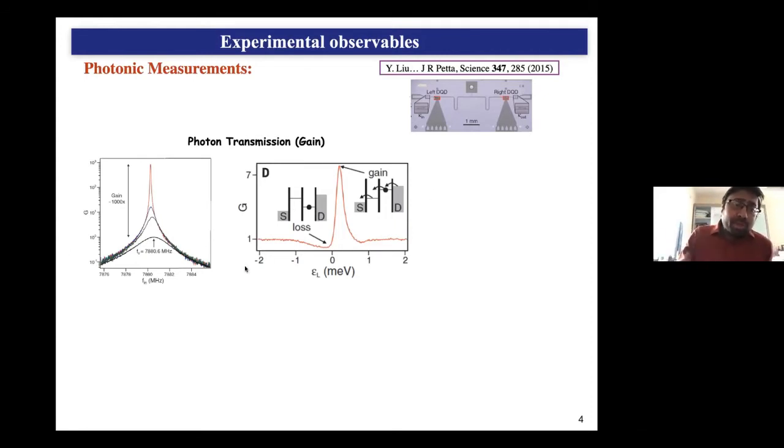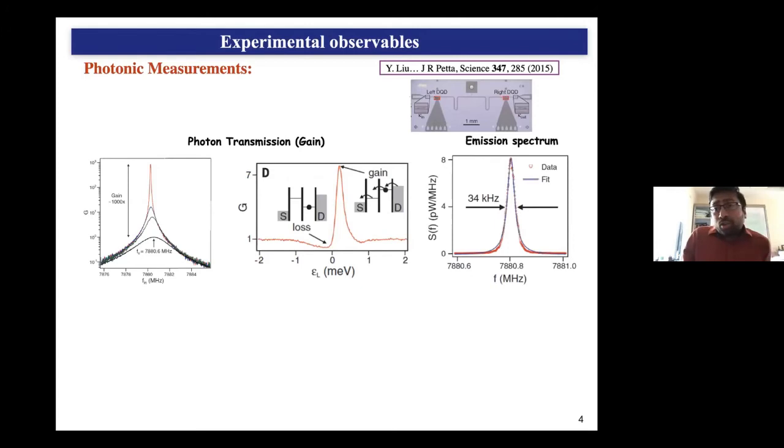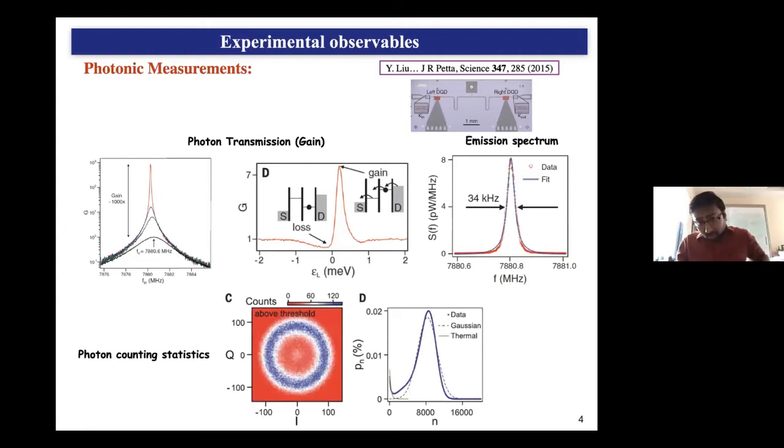But in terms of measurement, what experimentalists can measure is essentially the photon transmission. I'll tell you more about it, but it essentially captures how much gain you have, or how much amplification happened in this device in terms of photons. You can also measure the photon emission spectrum, as well as the statistics of photons. So when the photons are coming out, what is their statistics? All these kinds of measurements can be done, and that comes with the very high tunability that this setup offers.